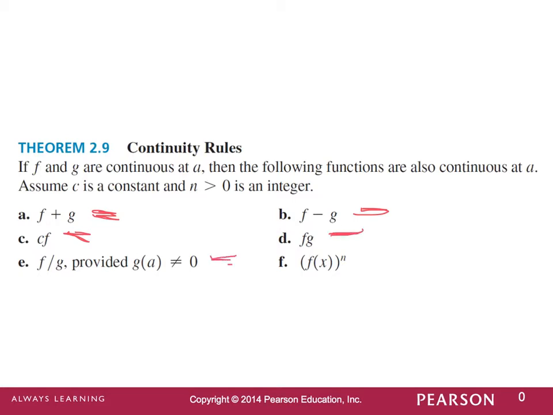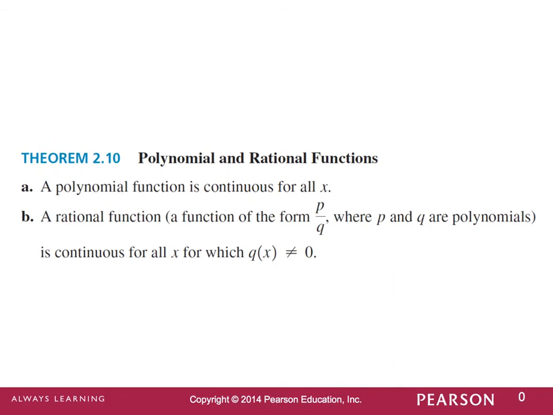The quotient and raising to a power. All of these are continuous at that point a, as long as the functions themselves are continuous to begin with. This can cross over into polynomial and rational functions, and so a polynomial is continuous for all values of x. Any polynomial is always going to be continuous for all values of x.